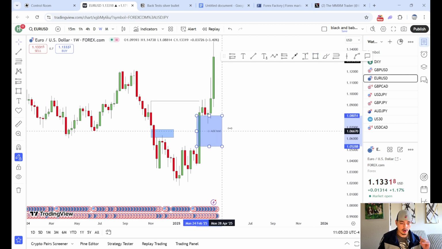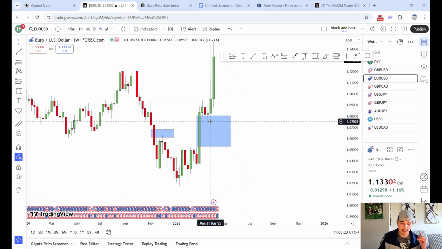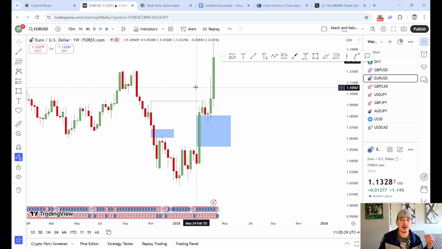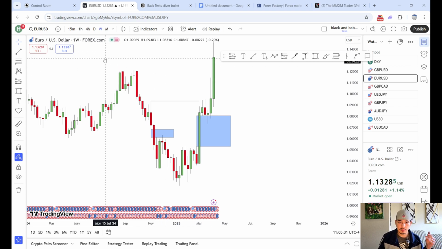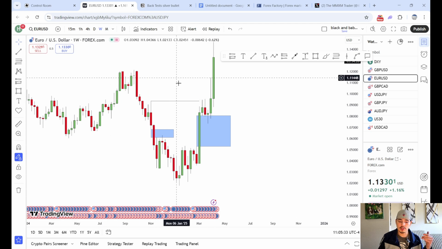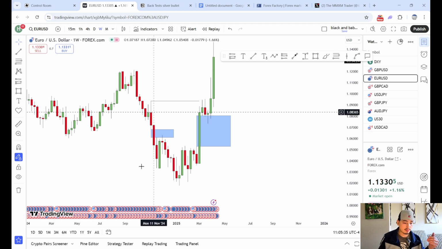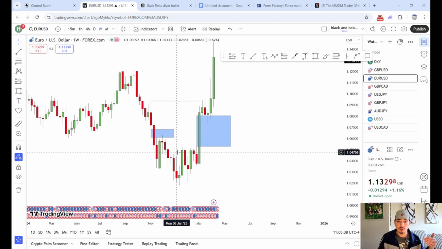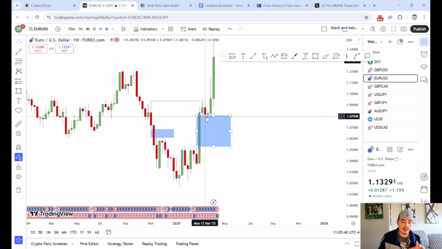And so on the weekly time frame, when price taps into either weekly internal range liquidity or external range liquidity, we drop to the 4-hour time frame and we anticipate a market maker model. If it's going up, it's going to be a market maker buy model. If it's going down, it's going to be a market maker sell model. So right here, we're going to anticipate a market maker buy model.